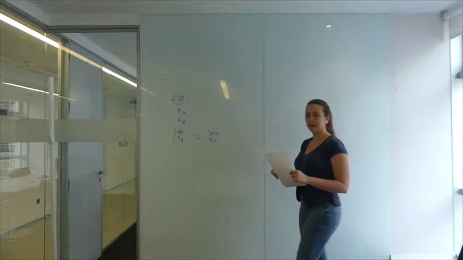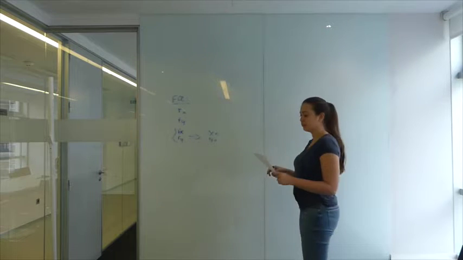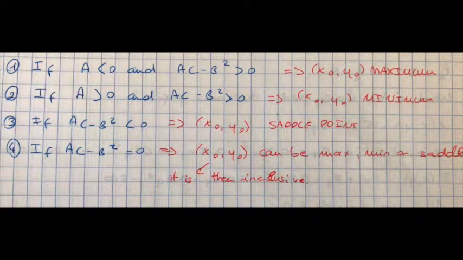To know if they are maximums or minimums, we're going to use 4 formulas. The first one: if a is smaller than 0 and ac minus b squared is greater than 0, then x and y are maximums. The second one: if a is greater than 0 and ac minus b squared is greater than 0, then x and y are minimums. The third one: if ac minus b squared is smaller than 0, then x and y are saddle points. And finally, if ac minus b squared is equal to 0, then x and y can be maximums, minimums, or saddle points, which means the test is inconclusive.